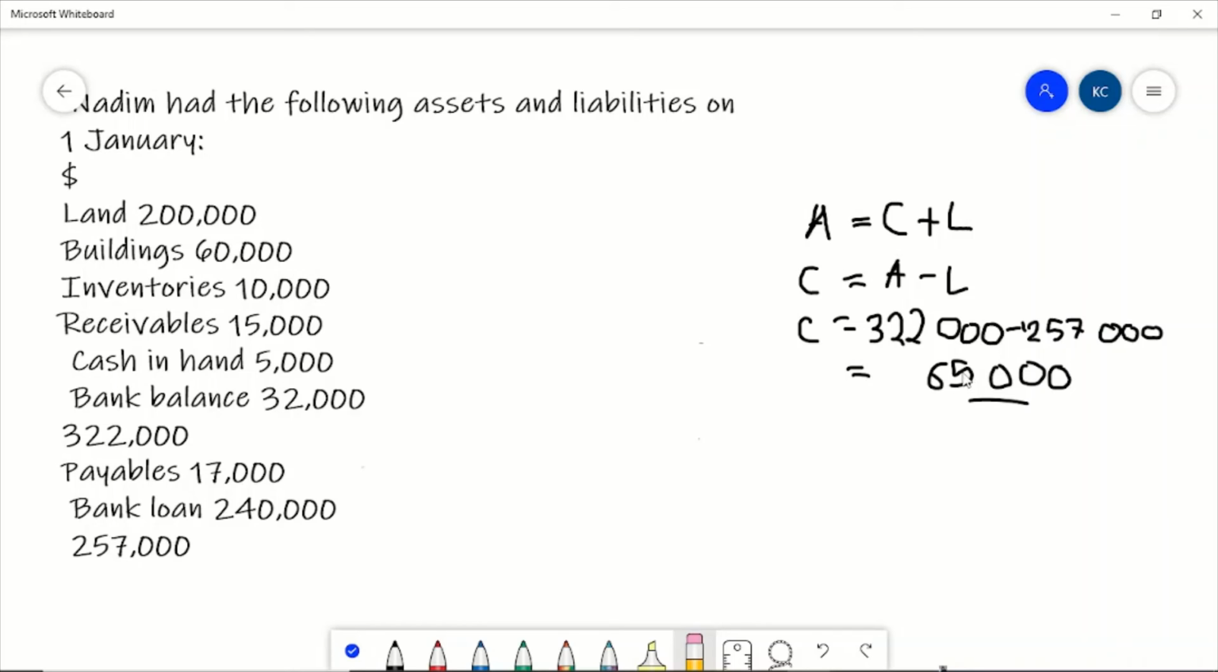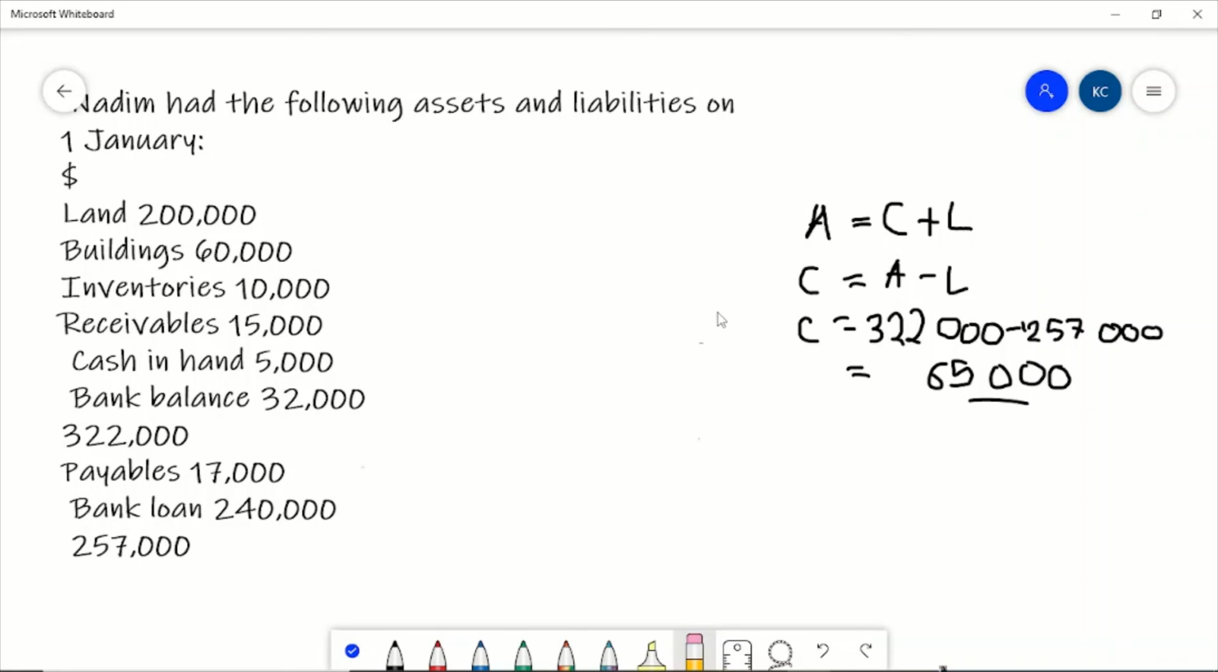So meaning that if you add 65,000 to 257,000, it will just give you 322,000, which is also the value for the assets. As we said, the assets, which are the resources found in the business, must be equal to the resources that are owned by the suppliers of the business, the capital and the liabilities, and this is the case here. So what you should know is that the accounting equation should always balance. The value on the left side should be equal to the value on the right side.